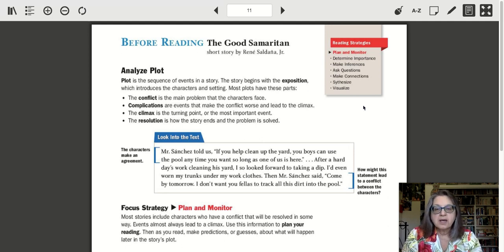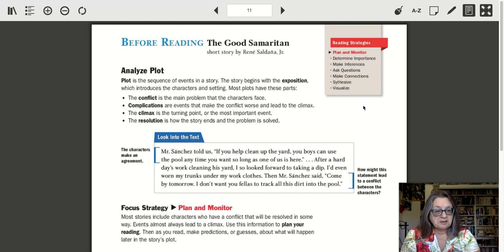So here we're looking at the text, and we've got the characters making an agreement here. Mr. Sanchez told us, if you help clean up the yard, you boys can use the pool anytime you want, so long as one of us is here. After a hard day's work cleaning his yard, I so looked forward to taking a dip. I'd even worn my trunks under my work clothes. And then Mr. Sanchez said, come by tomorrow. I don't want you fellas to track all this dirt into the pool.